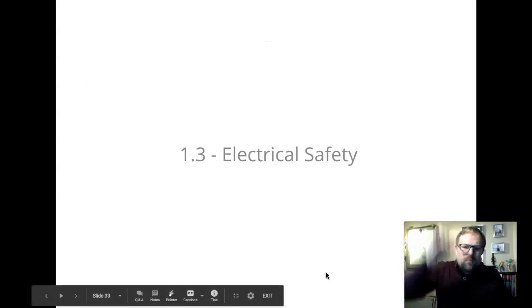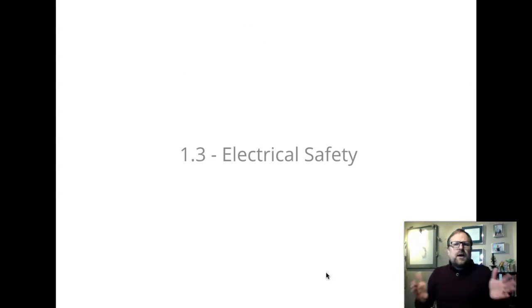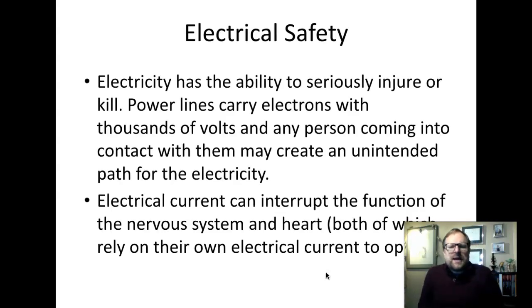Now, moving on to electrical safety. If we're going to talk about electricity, and if you guys are going to, at any point work with electrical devices, it's important to understand some safety related to them. So, first things first, electricity has the ability to seriously injure or kill. Power lines carry electrons with thousands of volts running through them, and any person coming into contact with them may create an unintended path for electricity.